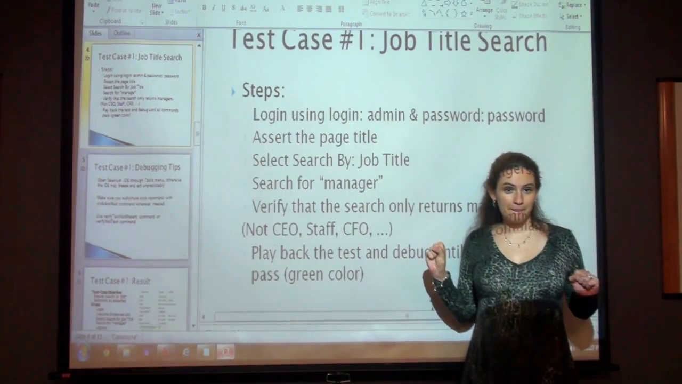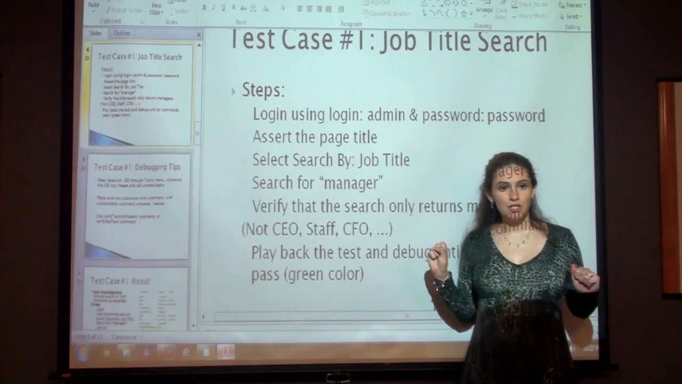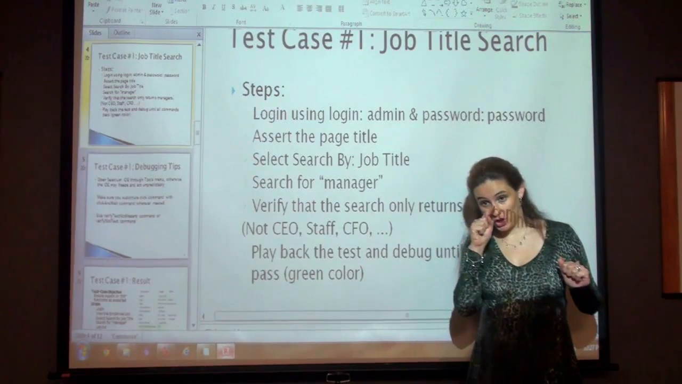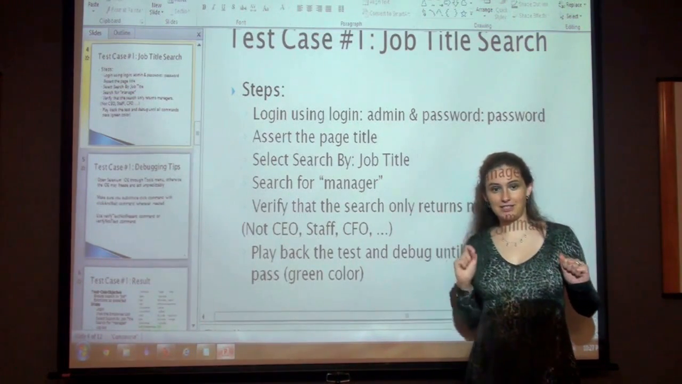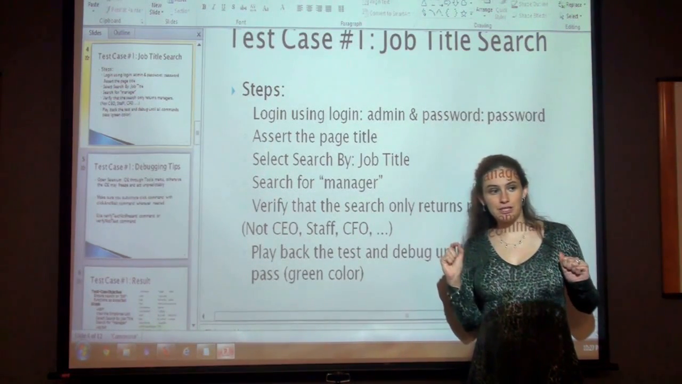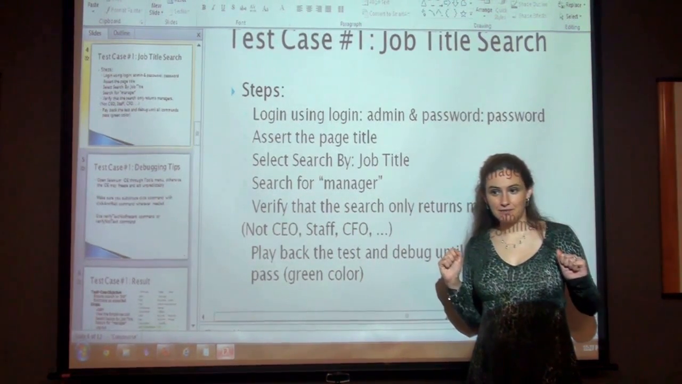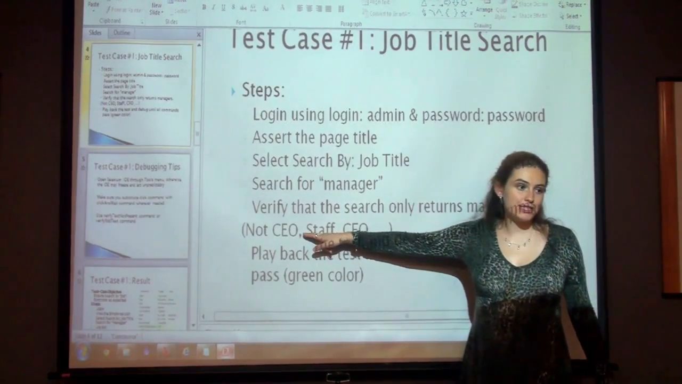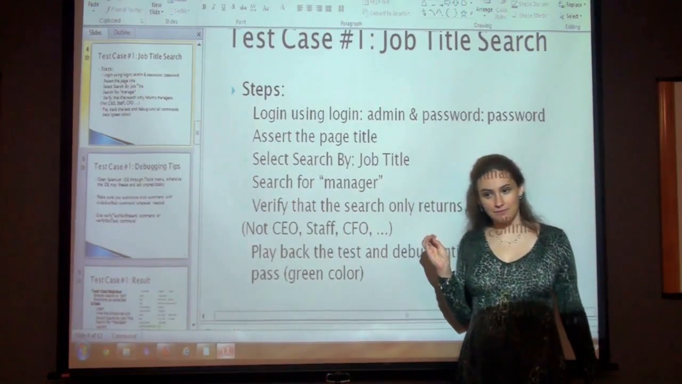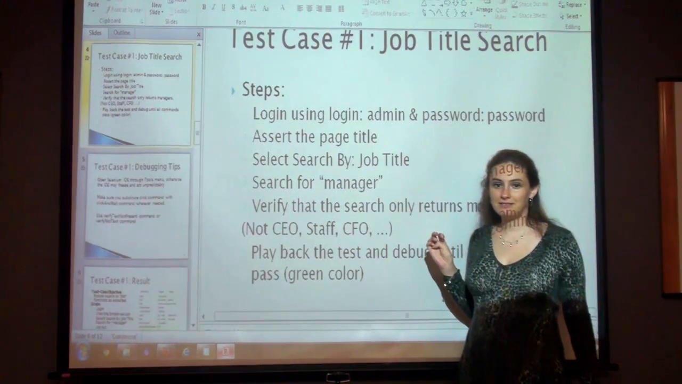So far so good? How do you do that? You know how before we said assert text? You're going to do that, and then you're going to go back to your test case and manually add not: assert not text. And then since you said assert not text, instead of manager, you're going to type in CEO. But you won't be able to say CEO, comma, staff, comma, CFO. So that means you're going to have to copy that command and paste it 2 more times. Pretty easy.